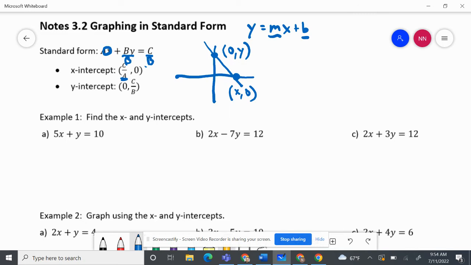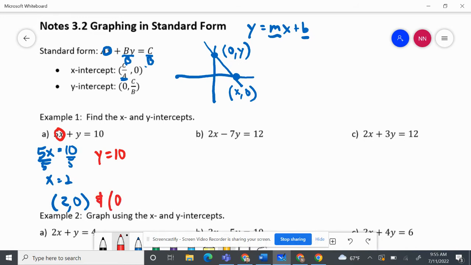So let's look at our first example. Finding the x and y intercepts. I'm going to start with the x-intercept. So I'm going to plug in a 0, and I get 5x equals 10. I'm going to divide it by 5, and I get x equals 2. So I have my x-intercept, 2, 0. Now, in order to find the y-intercept, I'm going to plug a 0 in for the x. So that means y is equal to 10. So what I have is the ordered pair 0, 10. And that right there would be my answer.